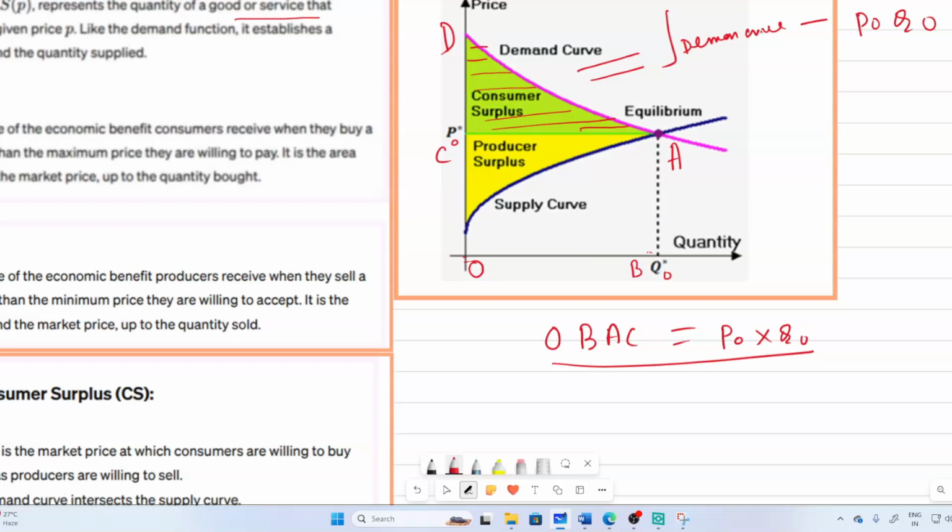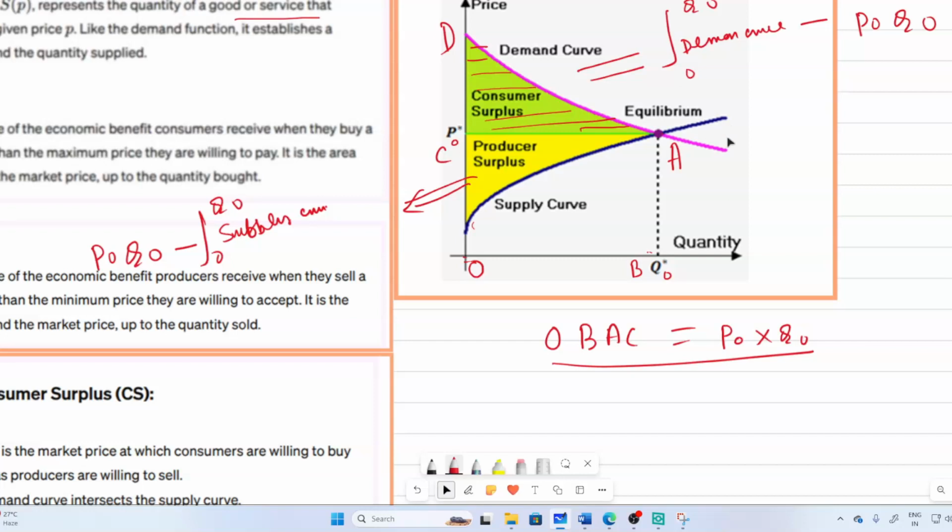Similarly, to get producer surplus, you consider the area of this rectangle. From that area, bounded by the supply curve, you subtract. So producer surplus is going to be what? Producer surplus will be the integration of the supply curve between 0 and Q0. Here also between 0 and Q0. And this you subtract from the area of the rectangle. So producer surplus will be P0 Q0 minus the integration of the supply curve.